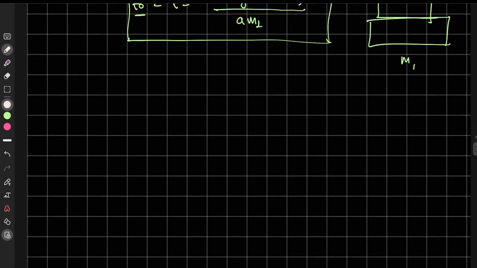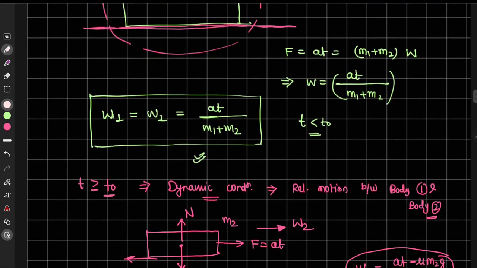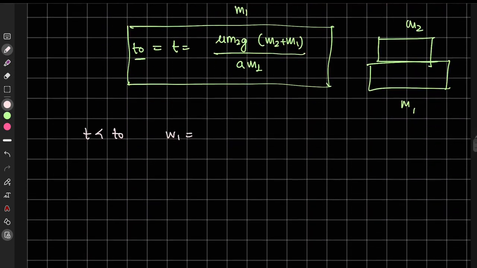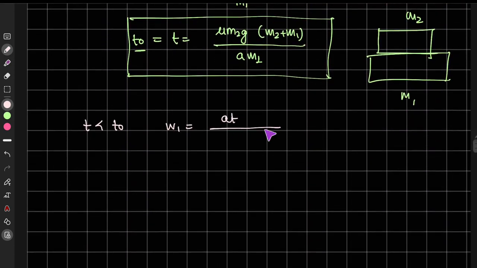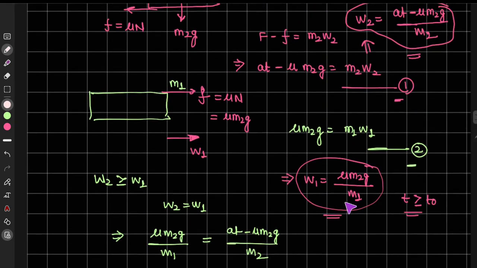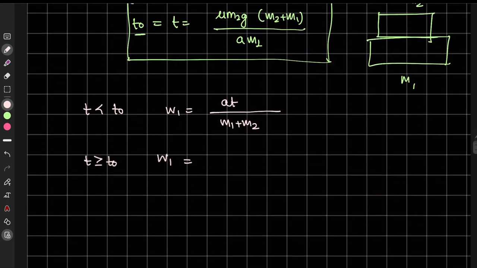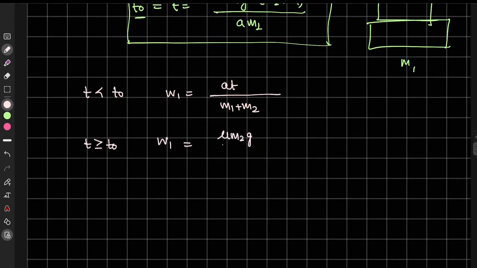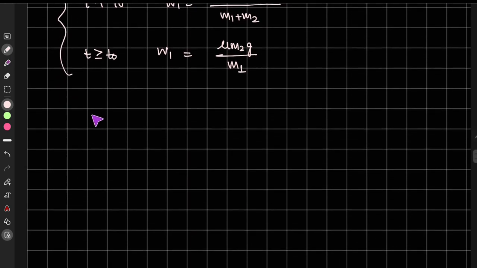So we can say for t less than t naught, we will have w1 is equal to at upon m1 plus m2, at whole divided by m1 plus m2, and for t greater than or equal to t naught, we are having w1 is equal to mu m2g upon m1. So this is the acceleration for mass 1 we are having.